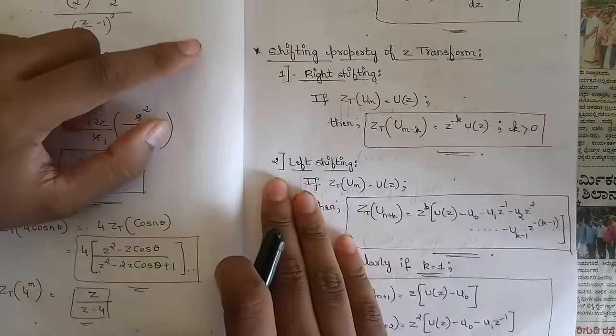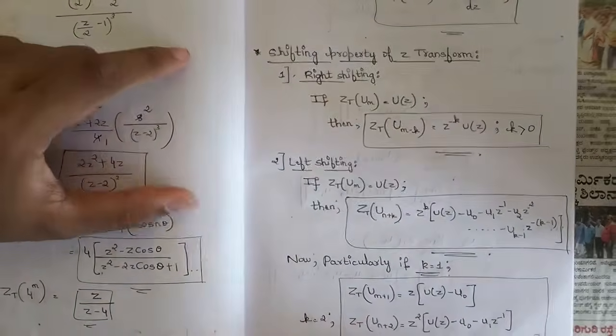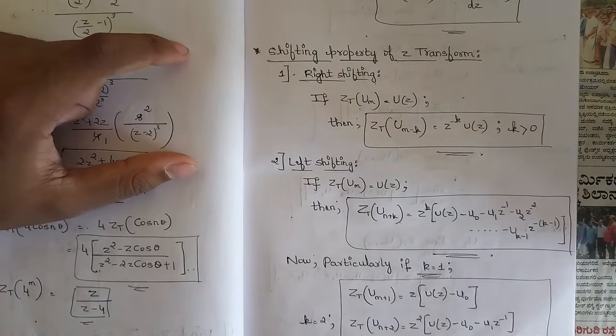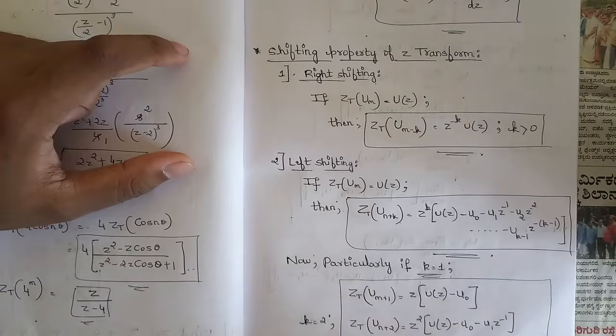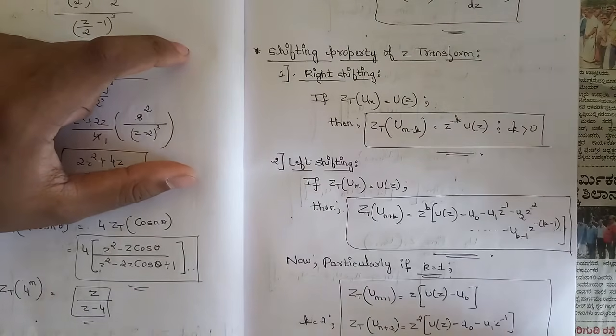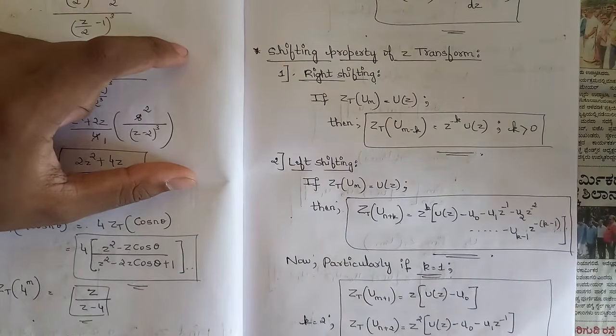Now the other type of property, which is an important property, is the shifting property of Z-transform. This shifting property consists of two properties: right shifting and left shifting. Now first let's discuss what is right shifting.